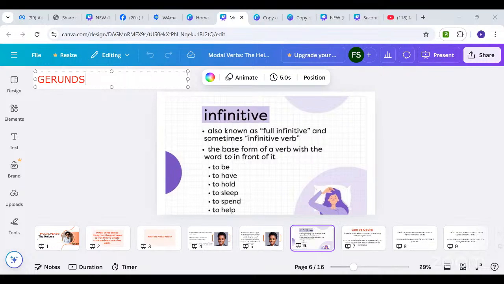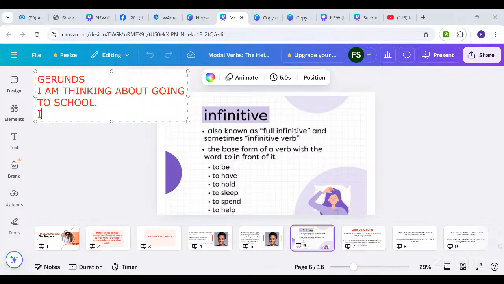For example, I am thinking about going to school. I am thinking about going, the gerund there, going. Not I am thinking about to go back to school. I'm thinking about going to school or going back to school. What about if you say, I'm thinking of going to school? Okay, I'll write that out. I am thinking of going to school.